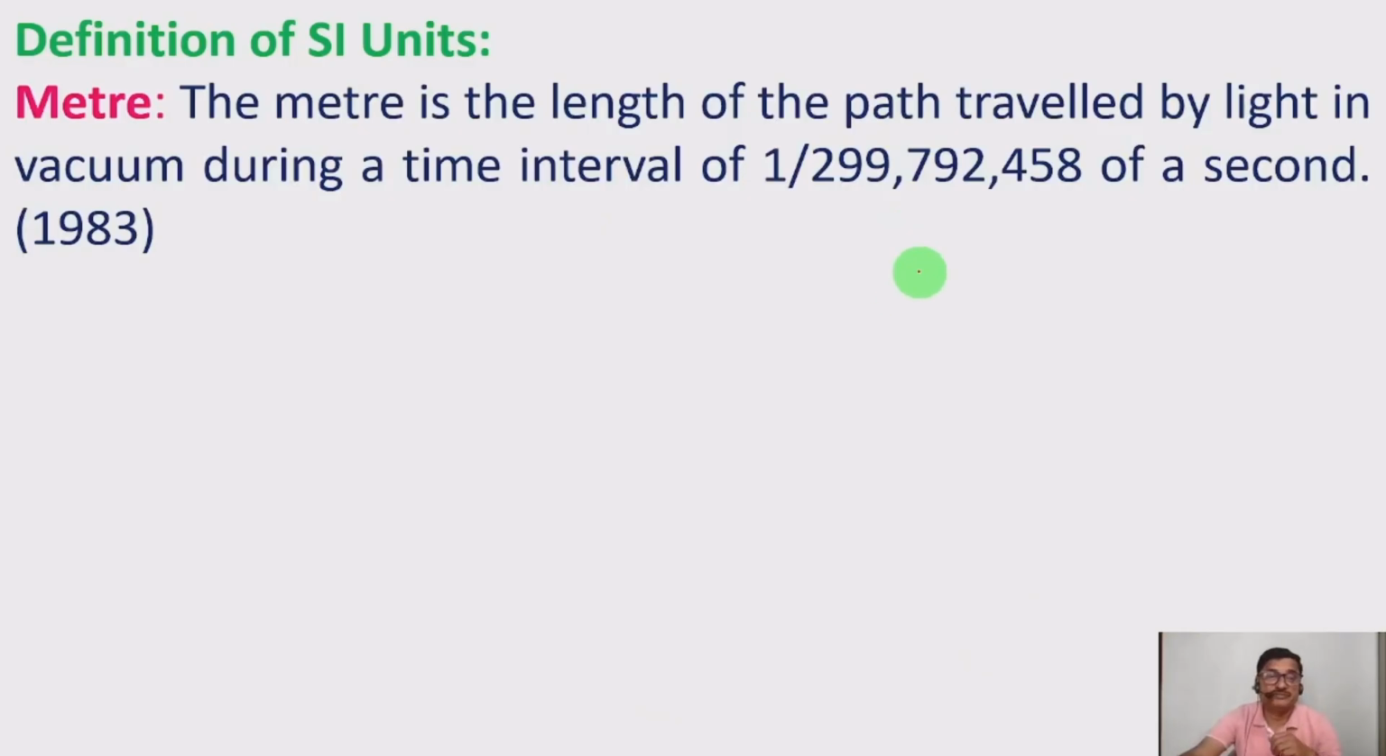Definition of SI units. All the SI fundamental units are there, and we will take their definitions. Meter, it is the length unit, and it is defined as the length of the path traveled by light in vacuum during a time interval of 1 by 299,792,458 of a second, which was defined in the year 1983. By considering some standard, it was defined.